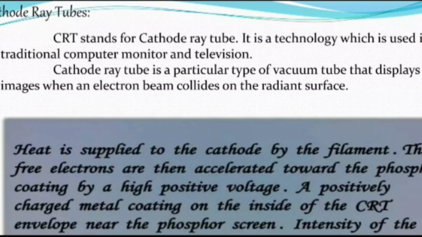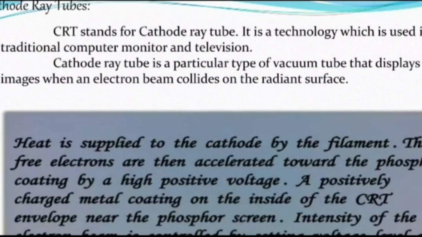The basic thing is that the electron gun generates electrons, and they collide on the radiant surface. The radiant is the one which gives the light; for example, phosphorus is a radiant element. So when the electrons collide on the radiant element, it glows, the light is on. That is the basic functioning of this cathode ray tube.